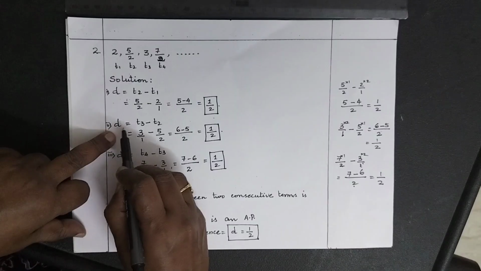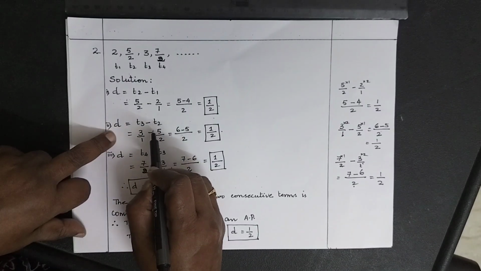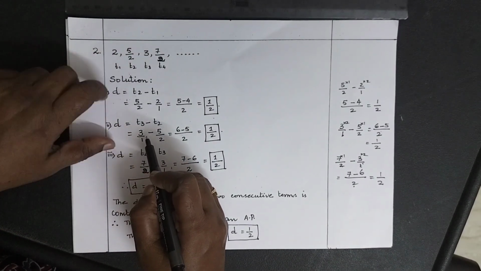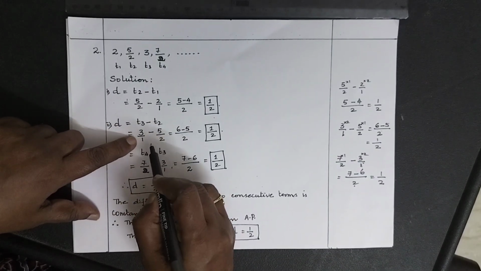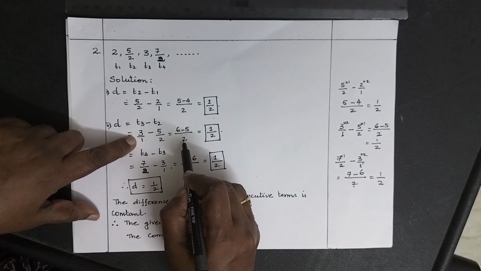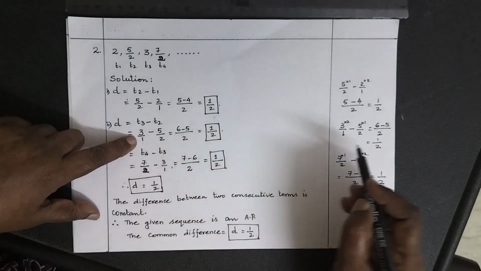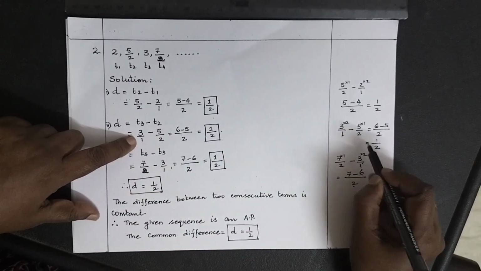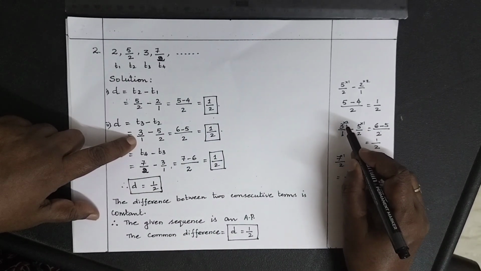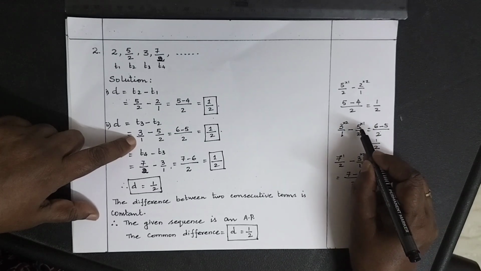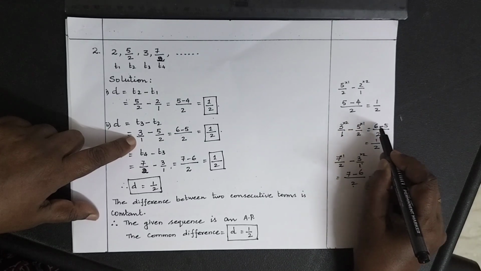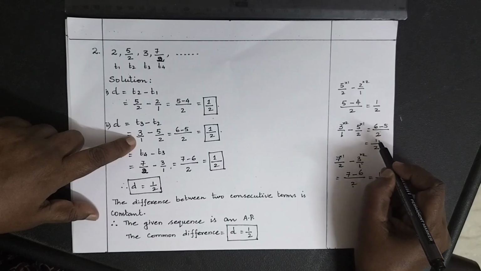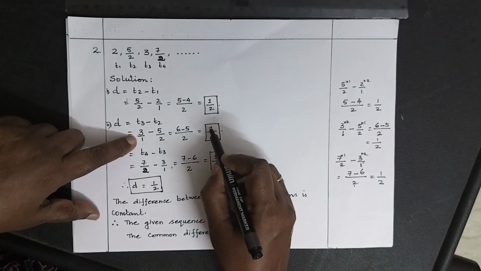Similarly, D is equal to T3 minus T2, so T3 is 3 minus 5 by 2. So 3 upon 1, take the LCM. The LCM is 2. Multiply 3 by 2, so 6, and 2 will go in 1 time, so multiply 5 by 1, so 5. 6 minus 5 is 1 by 2, again 1 by 2.